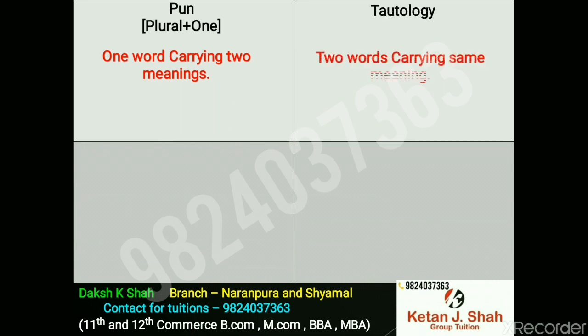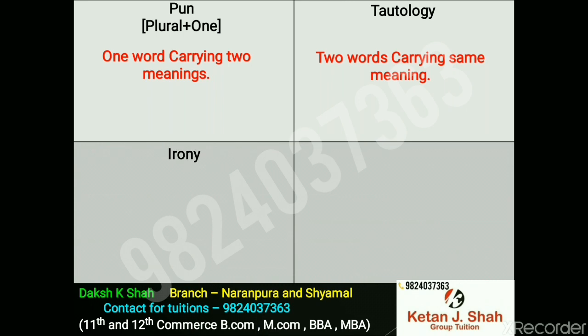Tautology. Two words carrying the same meaning. So when two words carry the same meaning, it is called tautology. Like no men are foreign, no countries are strange. Strange and foreign. We can see that.